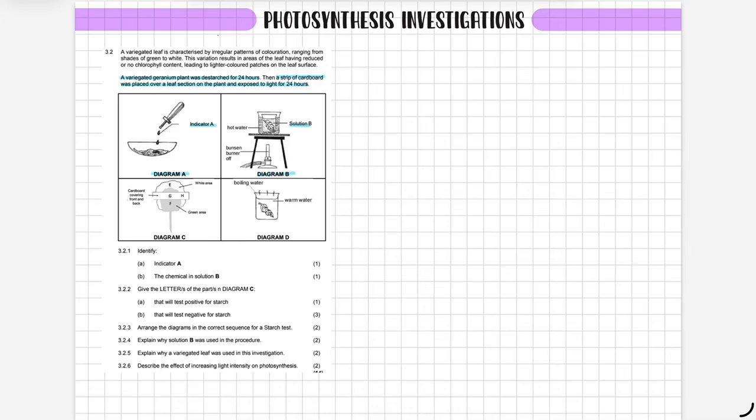First question, you identify indicator A. We know that to do the starch test, you need iodine solution. Question B, chemical solution B. We know that you must put it in ethanol. Now you give letters of the parts in diagram C that will test positive for starch. We know part E is the white area and it must test negative.